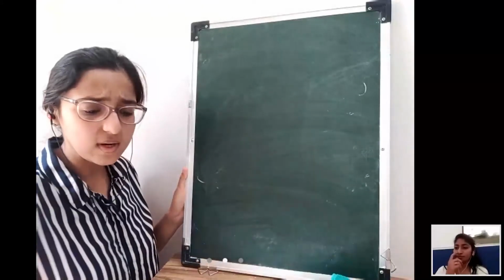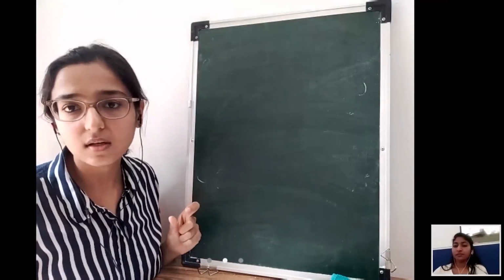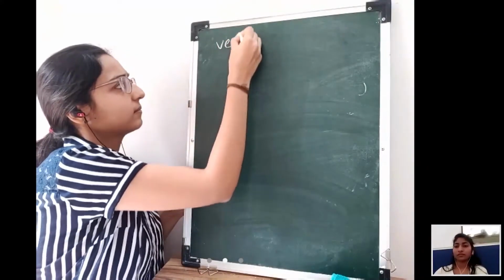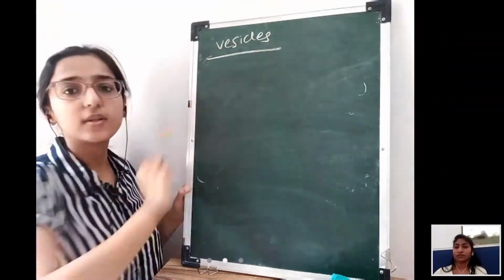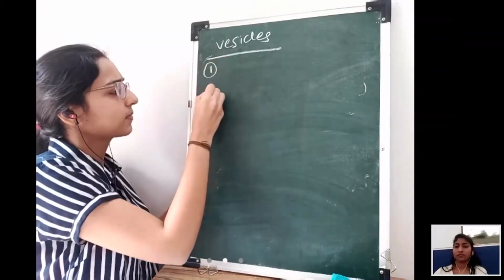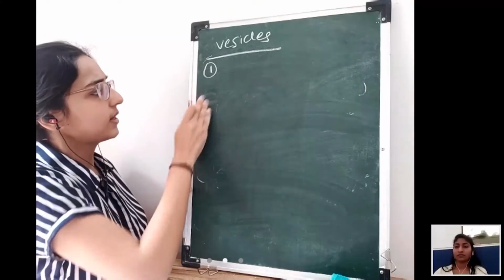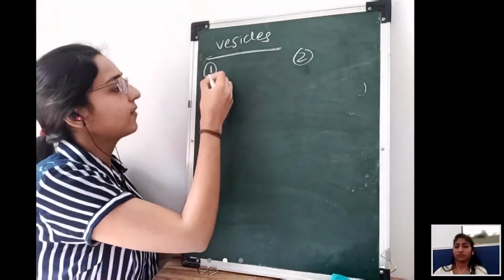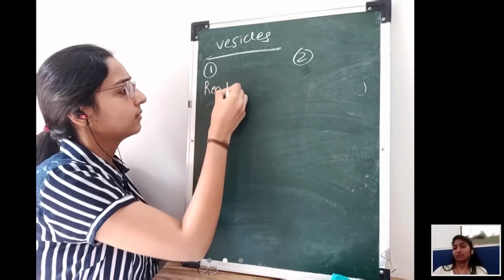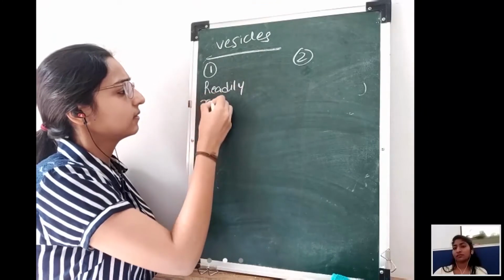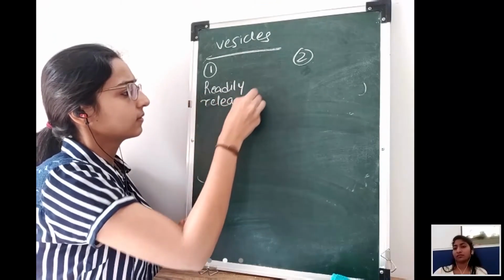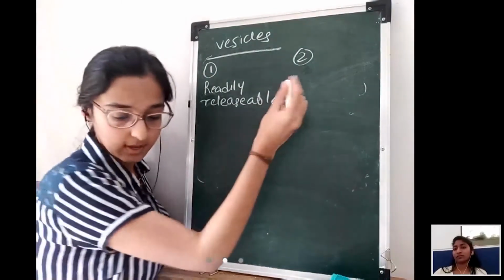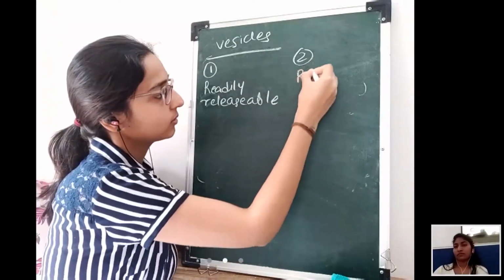So now we know that there are vesicles which are storing acetylcholine, right? There are two types of vesicles which we need to know. So far there are two pools. One is the readily releasable pool, and then there is a reserve pool.